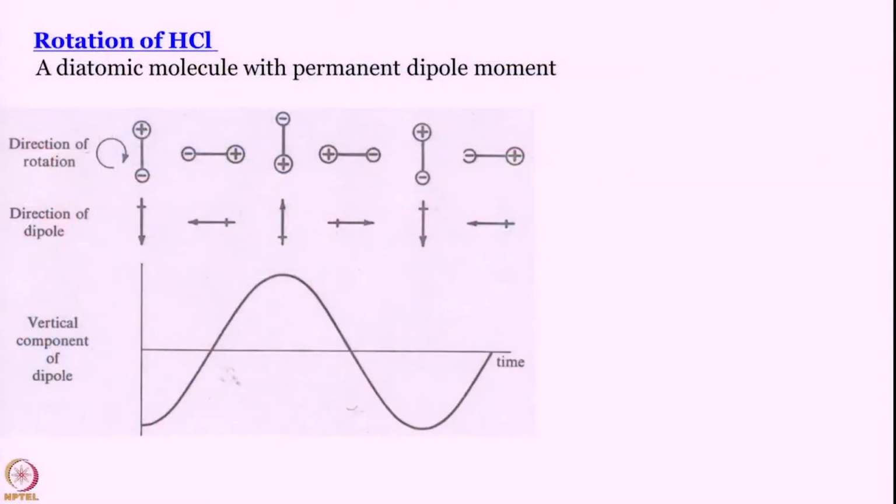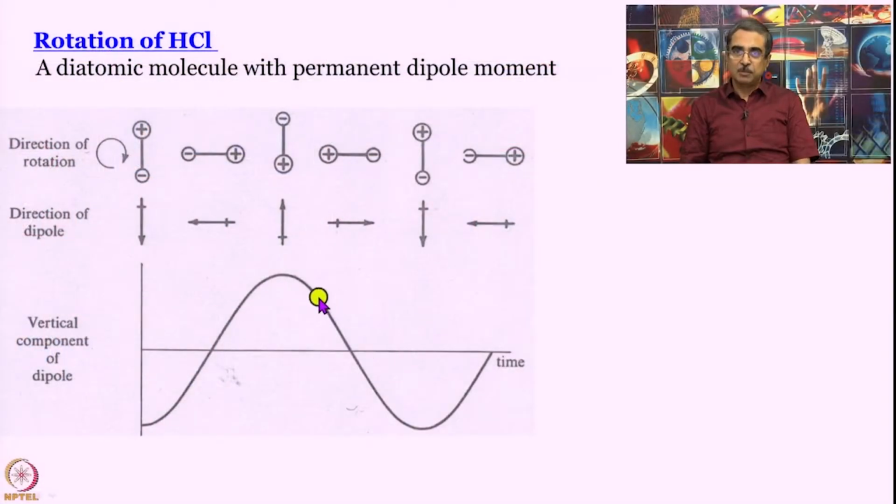Right. That being said, let us talk about rotation of a simple diatomic molecule, HCl. Note, we are not talking about H2. Why? We will see why. What we need really is a diatomic molecule with a permanent dipole moment, and this is a figure that is taken from Banwell and McCash's book.